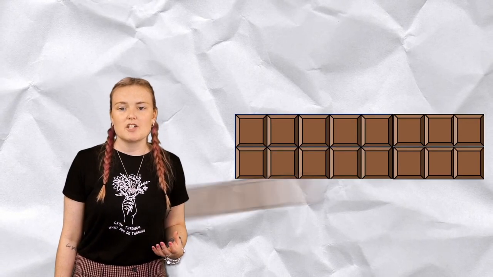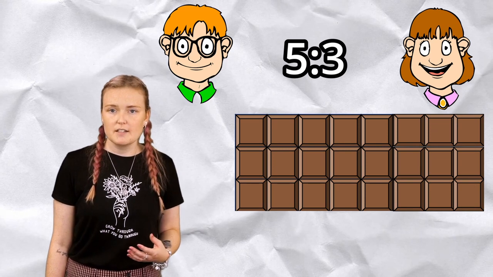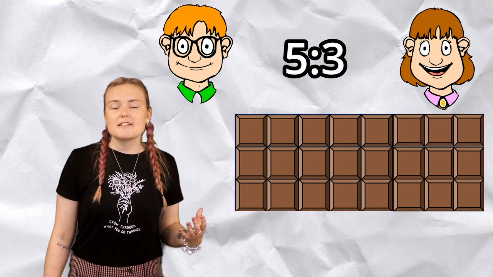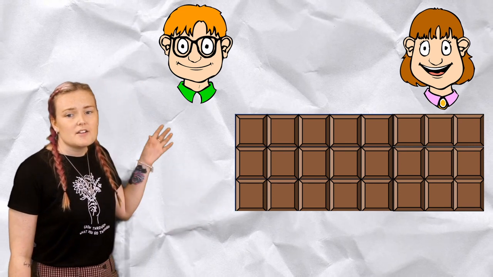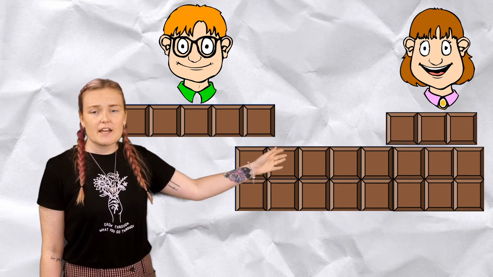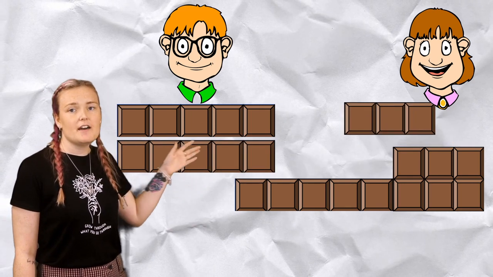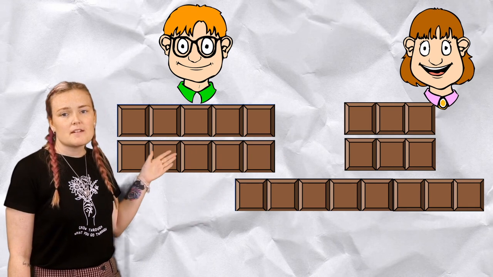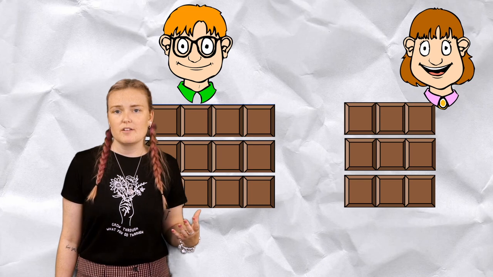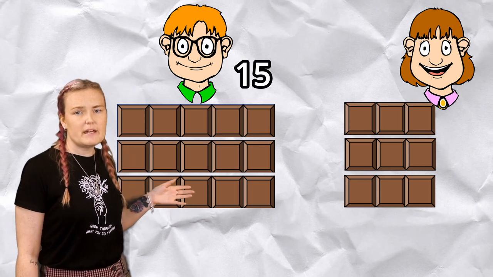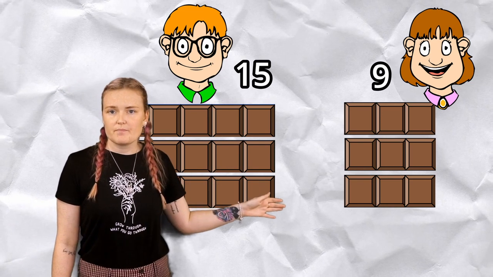Let's look at an example of sharing in a ratio. So I've got a chocolate bar that Simon and Jenny are going to share in the ratio of 5 to 3. So for every 5 pieces that Simon gets, Jenny gets 3. So let's split this chocolate bar. Simon gets 5, Jenny gets 3. Again, Simon gets 5, Jenny gets 3. Simon gets another 5, and Jenny gets another 3. And that's the chocolate bar gone. So in total, Simon got 15 pieces, and Jenny got 9. We've split it in our appropriate ratio.